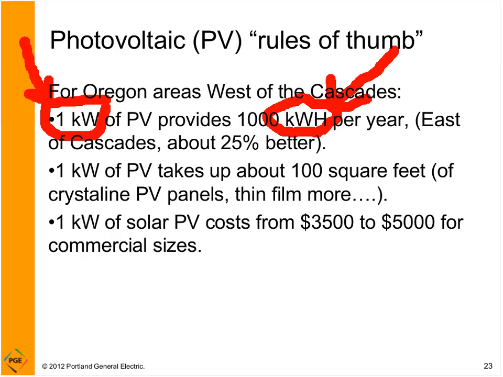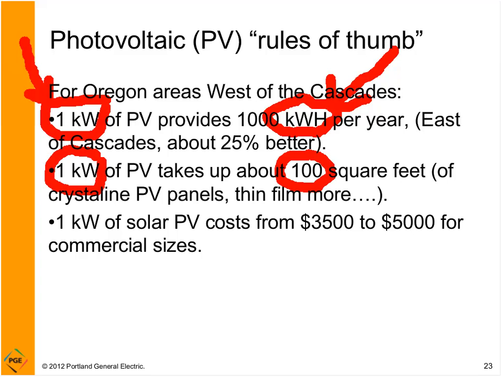Now, that same kilowatt of solar panels on your roof will take up about 100 square feet on your roof. Now, this is for crystalline panels. So an area 10 foot by 10 foot will be 1 kilowatt worth of power.